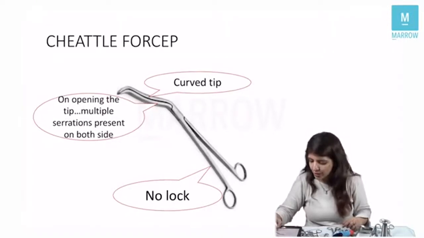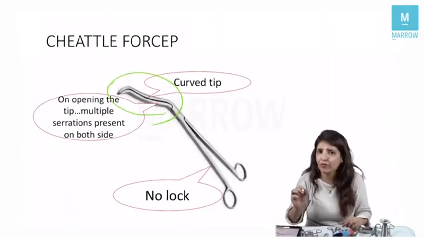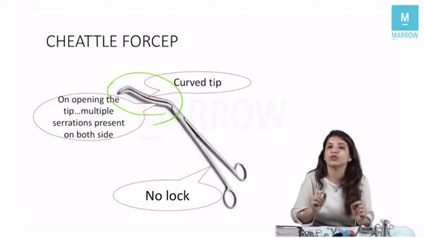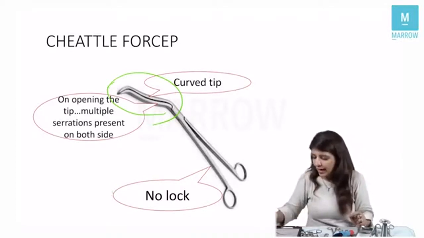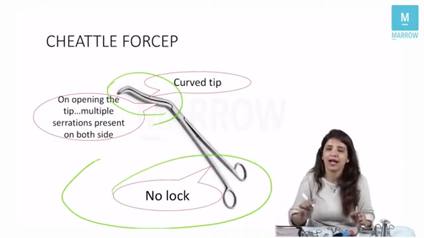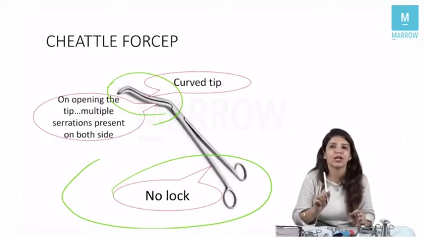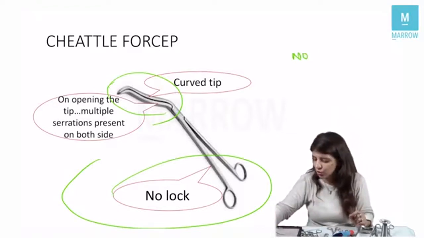A Chittel's forceps has a curved tip. It's very easy to recognize. It will have a curved tip, and when you open the tip, there will be multiple serrations present. Very typical tip, right? And there is no lock. As I told you, I'm going to tell you 2 forceps which don't have a lock. One of them is a Chittel's forceps, so no lock.